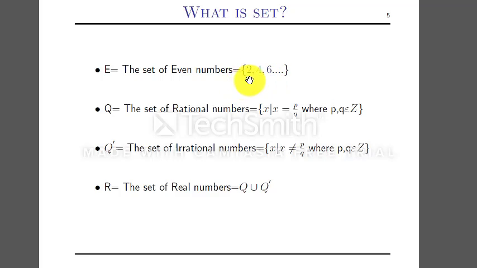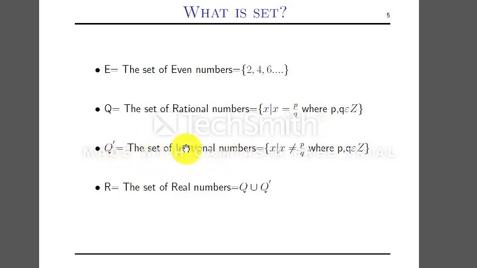0 in some cases is included in this set, but usually 0 does not belong to the set of even numbers. So this set is labeled by capital E. The set of rational numbers is denoted by capital Q, and this set contains all the elements which can be written in the form p by q, where p and q are integers. Any number which can be expressed as a fraction is known as a rational number.